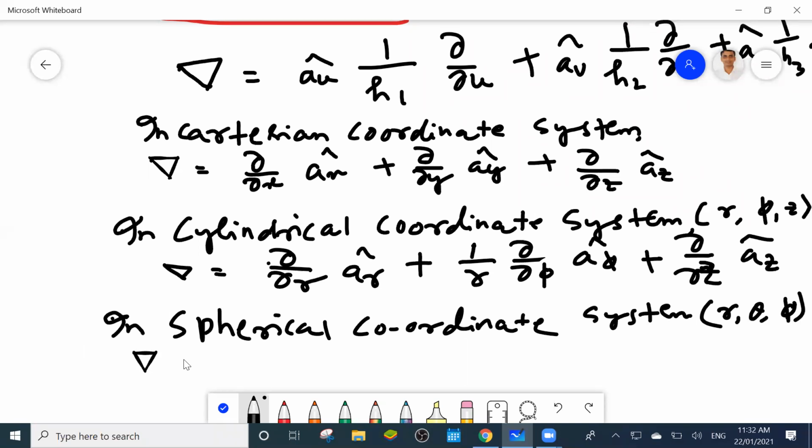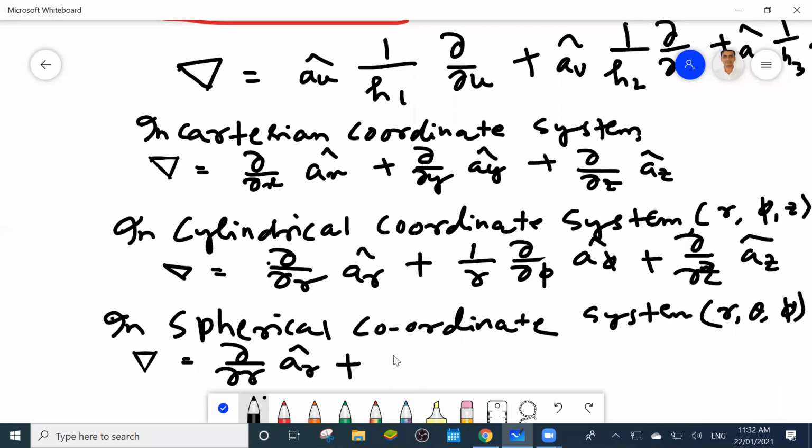So a_r cap, del by del r. What is the h1 value here? 1. So del by del r a_r cap, then plus, what is the h2 value?